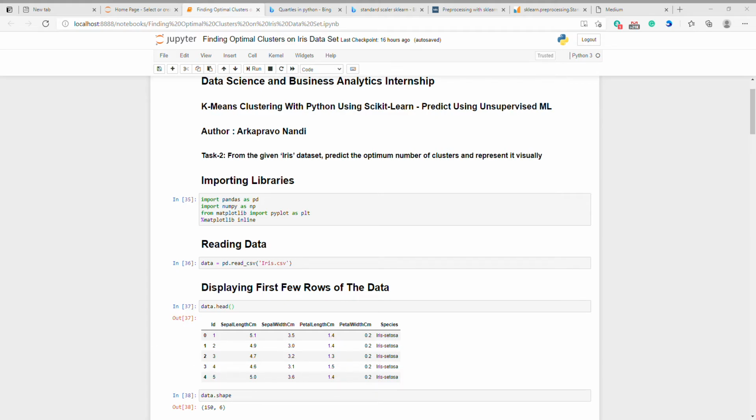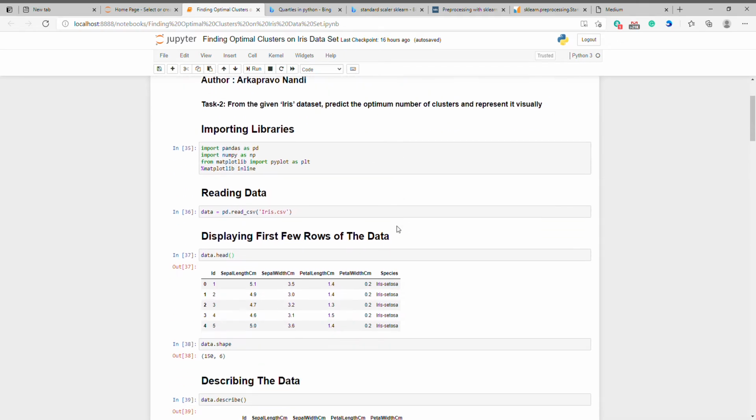So in this given problem I have been given this Iris dataset, and I have to predict how many clusters we should form, so that for the three flowers, Iris setosa, Iris virginica, and Iris versicolor, we know how many flowers will be there in each group. So we have to represent that visually.